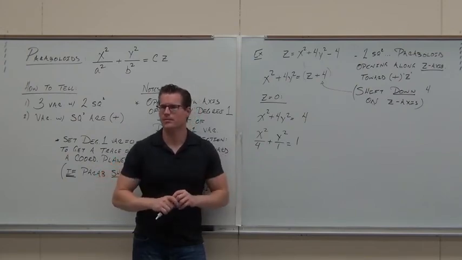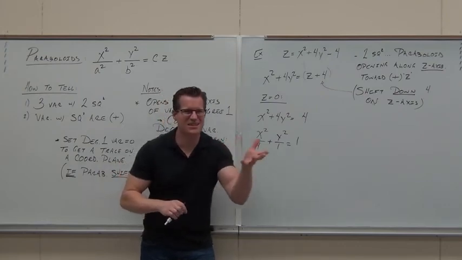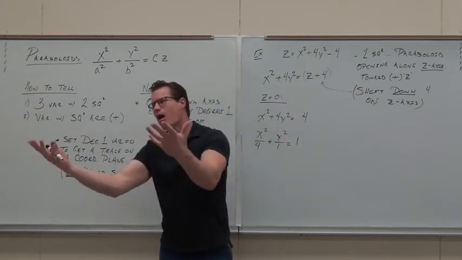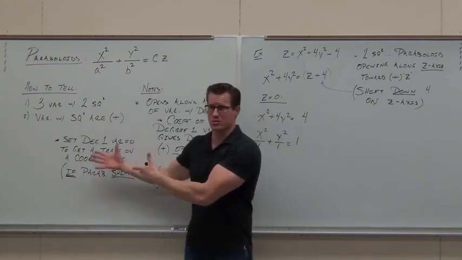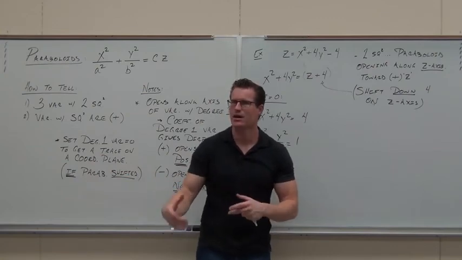Where is it? Z equals 0. What is z equals 0? What plane is that? Come on, what plane is that? That's just the xy plane. That's why I said you're going to get it on the coordinate plane. It's really nice with these paraboloids.